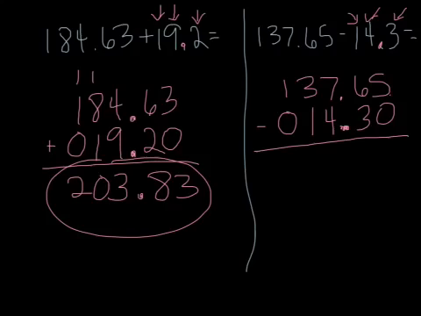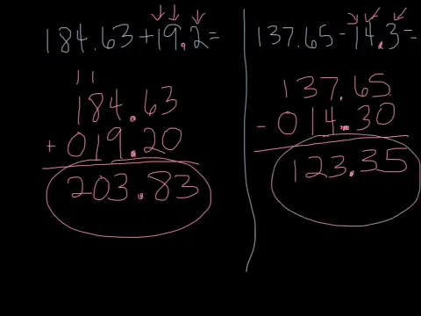And now we subtract like normal. 5 take away 0 is 5. 6 take away 3 is 3. Decimal comes straight down. 7 take away 4 is 3. 3 take away 1 is 2. And 1 take away nothing is 1. The answer is 123 and 35 hundredths.